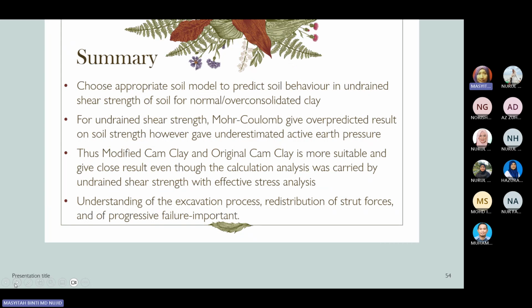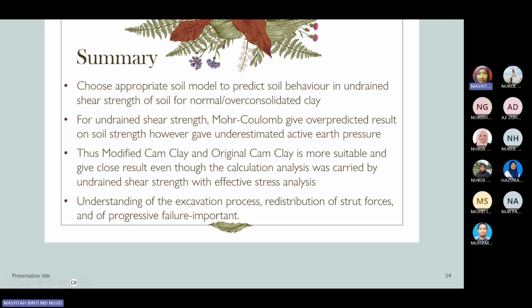Okay, in summary, we need to choose an appropriate soil model to predict soil behavior in undrained shear strength of the soil. And for undrained shear strength, more column gives over-predicted results. On soil strength, however, it gives underestimated active earth pressure in this case. And modified Cam-clay and original Cam-clay are more suitable and give close results even though the analysis was carried out by undrained shear strength with effective stress analysis. Understanding of the excavation process, redistribution of strut forces, and progressive failure are important.